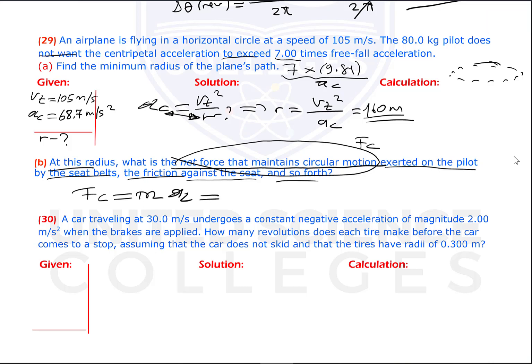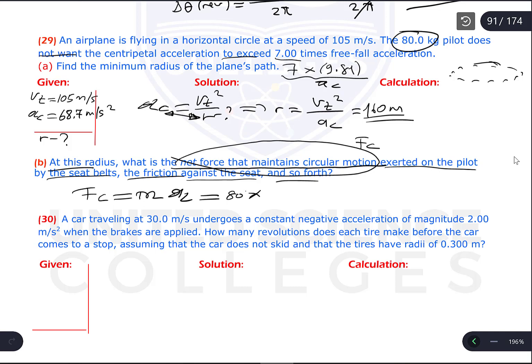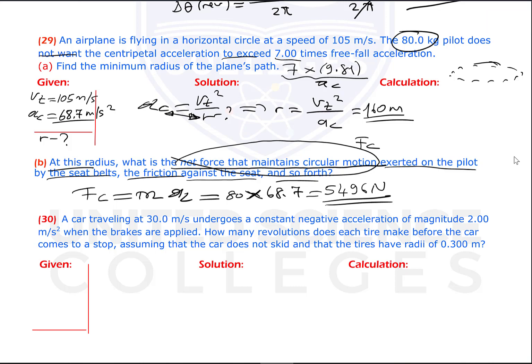Mass of the pilot is given as 80 in the problem. Centripetal acceleration can be maximum 7g, and 7g is equal to 68.7. So let's multiply them. 68.7 multiplied by 80. Result is going to be 5,496 Newton. This is the centripetal force, or the net force, that maintains circular motion of the pilot.